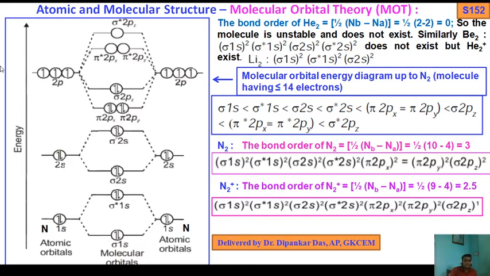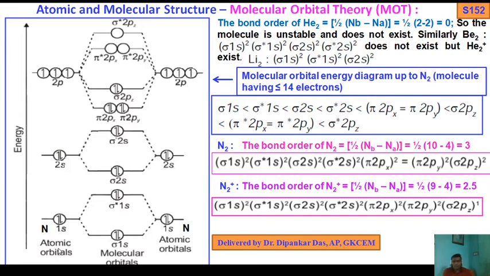So here, energy increases from bottom to top, that is 1s to 2s, 2p energy increases. Here are the atomic orbitals of one nitrogen atom, here the atomic orbitals of another nitrogen atom, and this is the MOs. Each nitrogen atom contributes how many electrons? 7 electrons. Keep in mind, each nitrogen atom contributes 7 electrons.